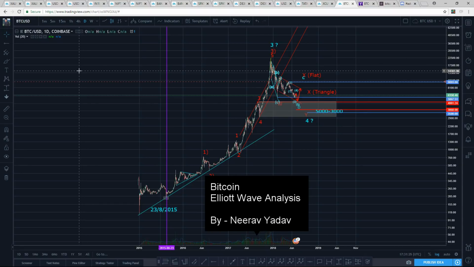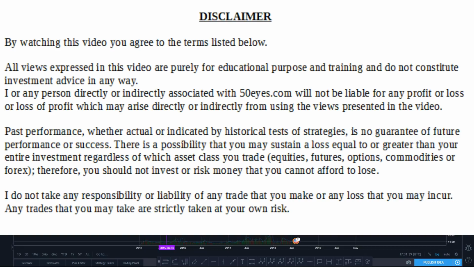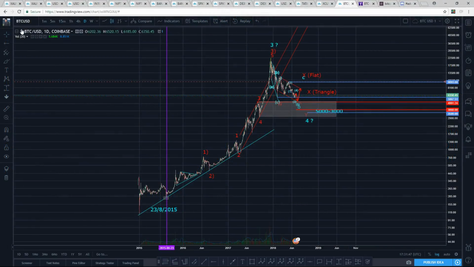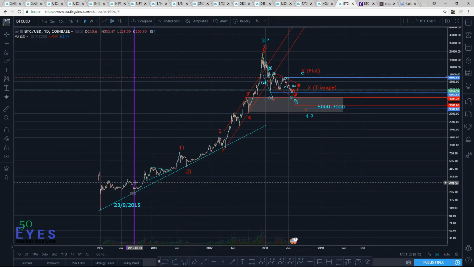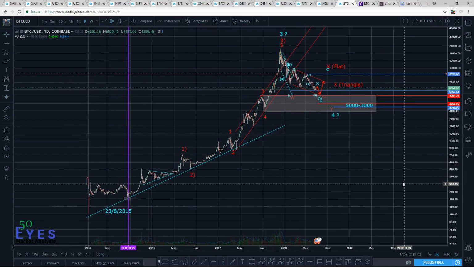I'll be looking at possible Elliott Wave patterns and targets for the same. So right now here on screen, as you can see, we have the daily chart of BTC USD. And I'll be starting my counts from this point, 23/8/2015, the reasoning for which I'll discuss later in the video, as that is sort of clear and not of primary importance.